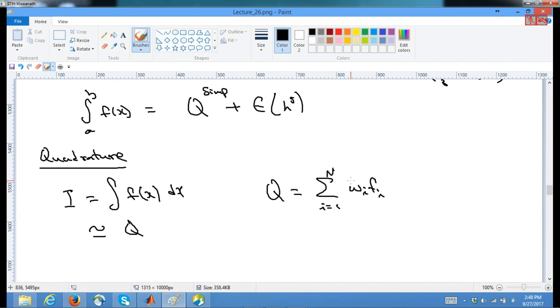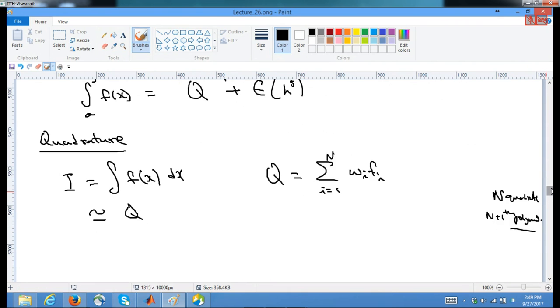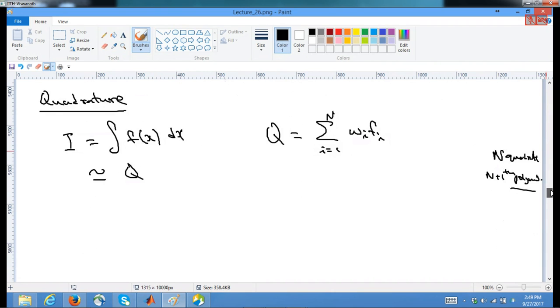When you integrate such things, you can show that an n-point quadrature can integrate exactly up to the n plus 1th polynomial. Okay, so we'll come to that. So this is called quadrature. In the quadrature schemes, how to deal with it is, we will do something like this.